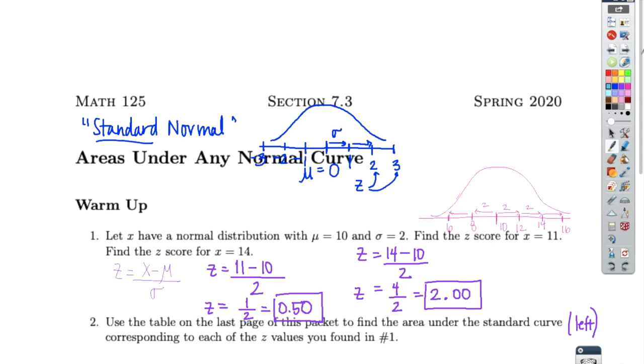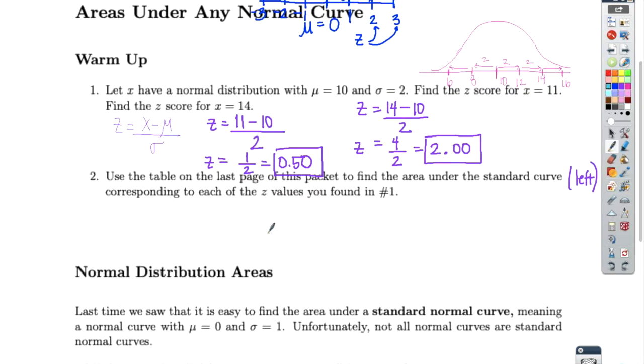So this says, it actually just says, just find the areas. Okay, so I found them. For z equals 0.5, our area equals 0.6915, and for z equals 2, the area was 0.9772.